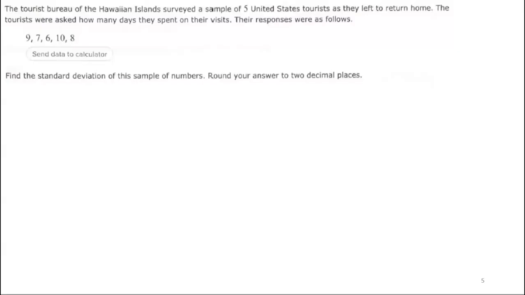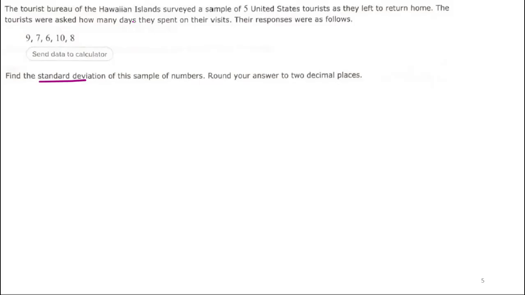Okay, so that's our answer there. All right, here it says the Tourist Bureau of the Hawaiian Islands surveyed a sample of 5 United States tourists as they left to return home. The tourists were asked how many days they spent on their visits. Their responses were as follows: 9, 7, 6, 10, 8. Find the standard deviation of this sample of numbers.